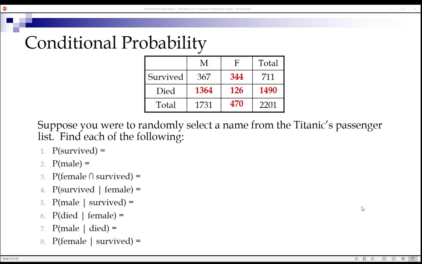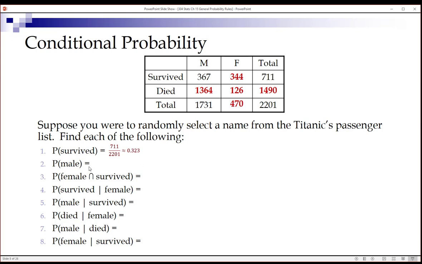So go ahead and see if you could calculate the probability of these events. Pause the video now and then check your work afterwards. So the probability of picking a person who survived at random from the list of people who were on the Titanic was 711 out of 2201. So if you got 711 out of 2201 or 0.323, that is correct.